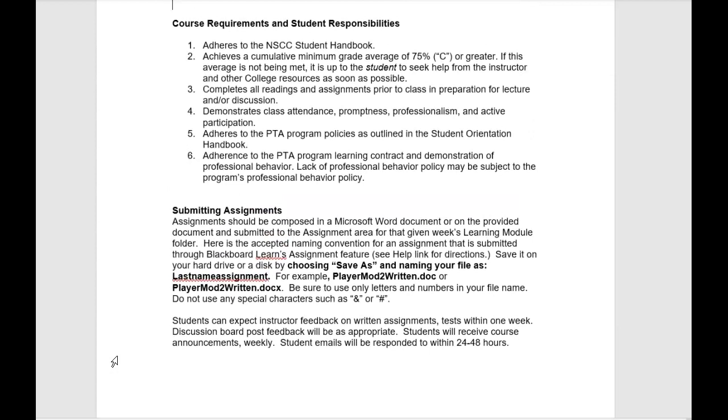Course requirements are similar to that of the other classes in the program. You need to have a minimum grade average of 75%, a C or greater, or you don't pass the class. Just like with the neuro class, there's a lot of content in here that you have to stay on top of. These are not the types of tests that you can prepare for the night before.